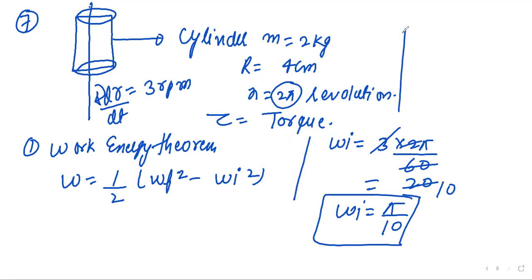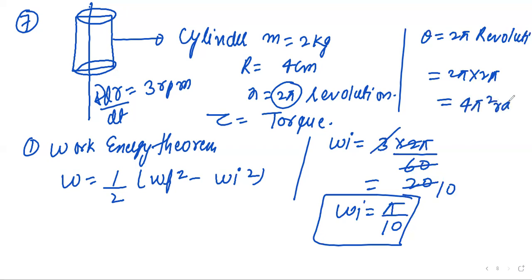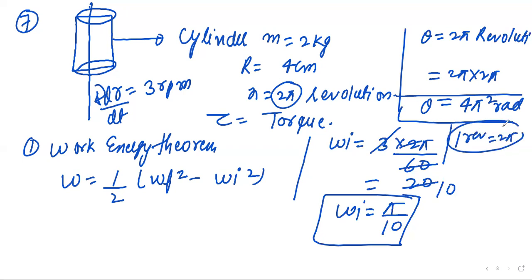So next one is theta. Theta given is 2π revolution, right? So for completion, it is equal to 2π into 2π. Total angle is 2π revolution, so it is coming out to be 4π square radian. When we have to convert, one revolution is equal to 2π, you have to multiply, right?